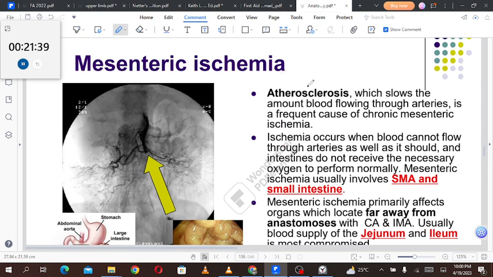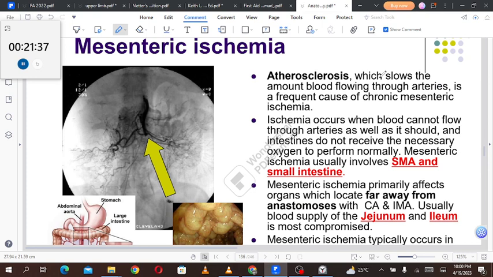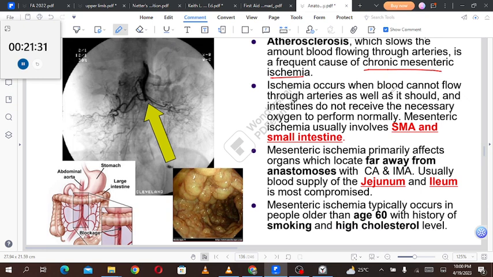Here is the continuation, this same point. So mesenteric ischemia: atherosclerosis, which slows the amount of blood flowing through the arteries, is a frequent cause of chronic mesenteric ischemia. Ischemia occurs when the blood cannot flow through the arteries as well as it should, and the intestines do not receive the necessary oxygen to perform normally. Mesenteric ischemia usually involves the superior mesenteric artery and the small intestine.